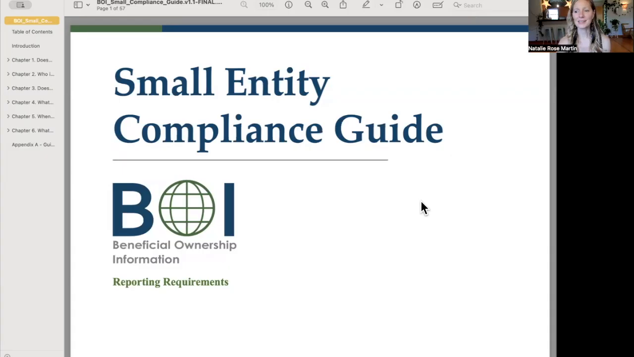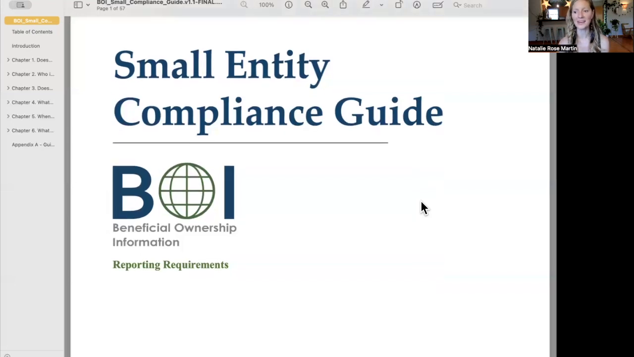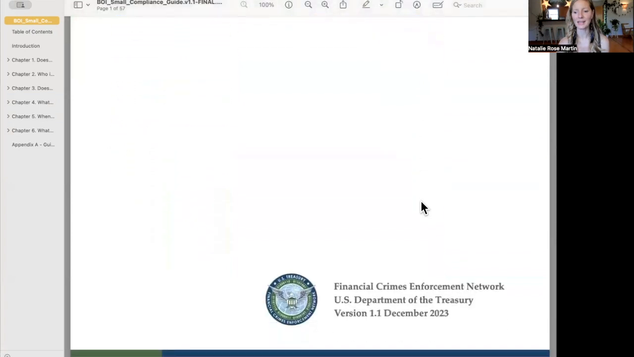So, you may have seen this document, the Small Entity Compliance Guide, Beneficial Ownership Information, Reporting Requirements. A friend shared this document with me and asked for my perspective about how to move forward for his situation. And as I'm sure most folks who come across this document do, I experienced a little jolt of fear, especially because right down here it says Financial Crimes Enforcement Network, US Department of the Treasury.